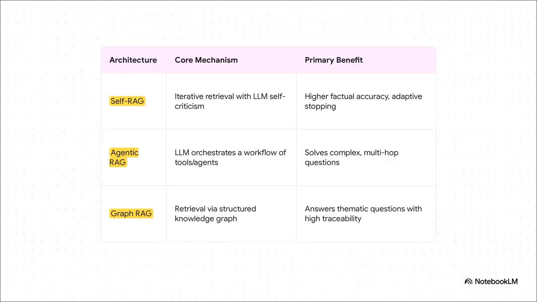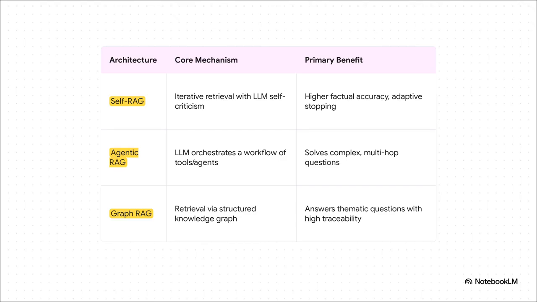So if we pull back for a second, you can see how each of these are specialized tools for different jobs, right? Self-RAG, that's your champion for factual accuracy and being efficient. Agentic RAG is the one you bring in for the really gnarly multi-step problems.